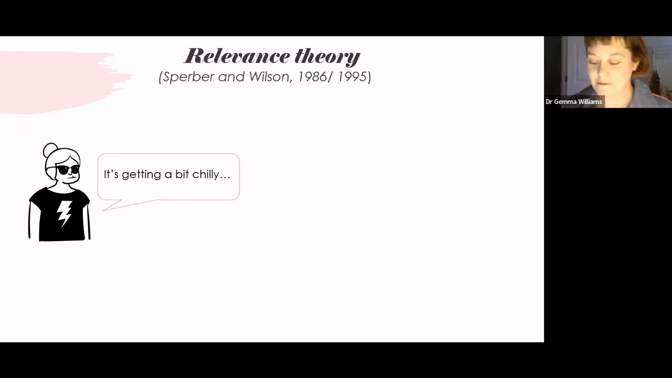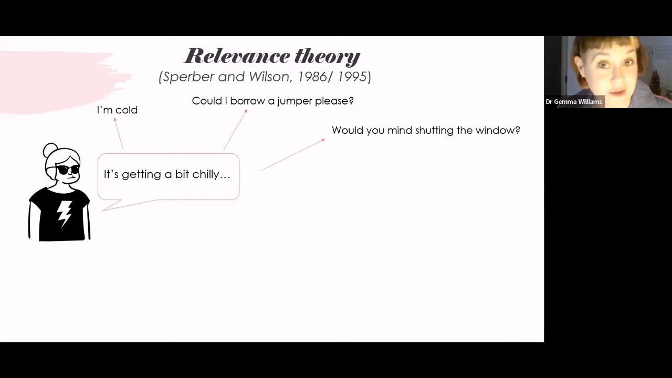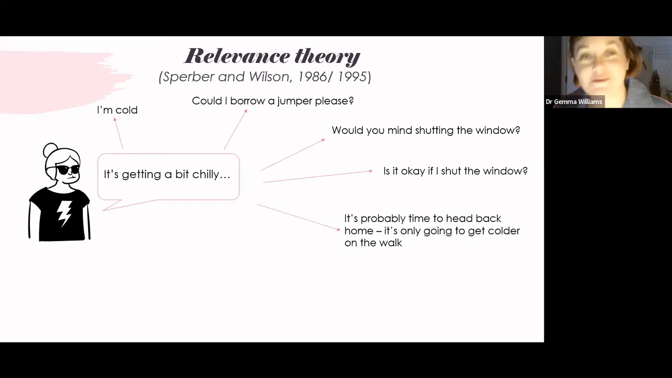So a bit of an overview about relevance theory. It tries to answer the problem of how do I know what you mean when you could mean lots of different things with the words that you say. So for example, the person here is saying it's getting a bit chilly. Now this might mean I'm cold. It could also mean, could I borrow a jumper, please? It could also mean, would you mind shutting the window? Or is it okay if I shut the window? It could also mean, it's probably time to head back home. It's only going to get colder on the walk.